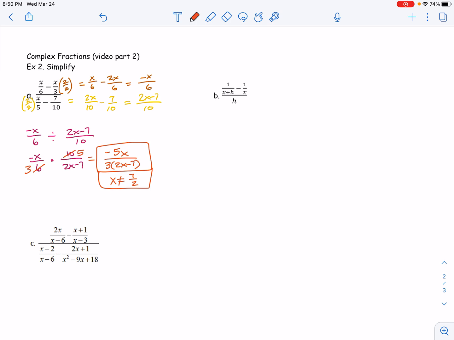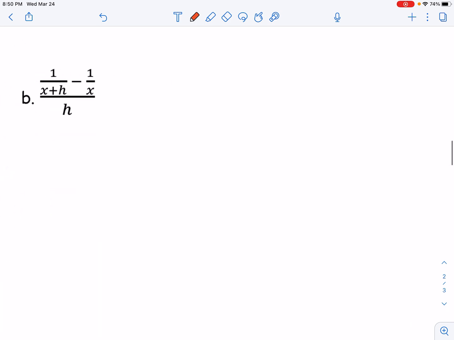Okay, but now let's look at something like b. So again, we have the numerator, which are two fractions being subtracted. This time in our denominator is just a variable. So let's tackle the numerator first. I want to find a common denominator because I'm subtracting. Well, clearly I can see that x plus h is going to be part of the common denominator. x times x plus h.